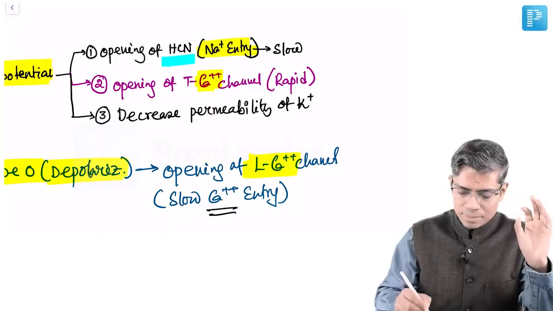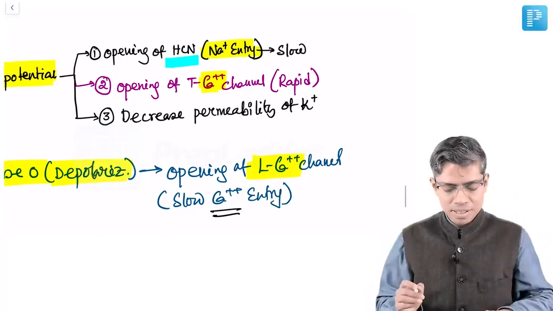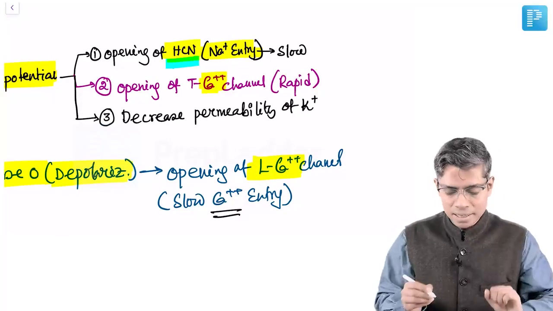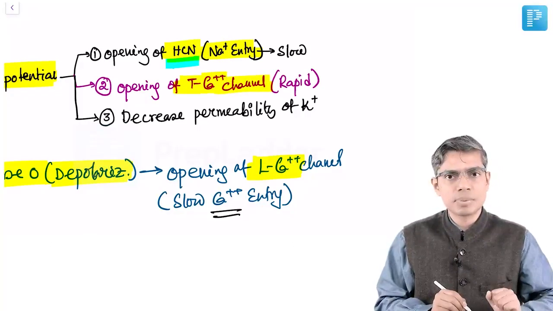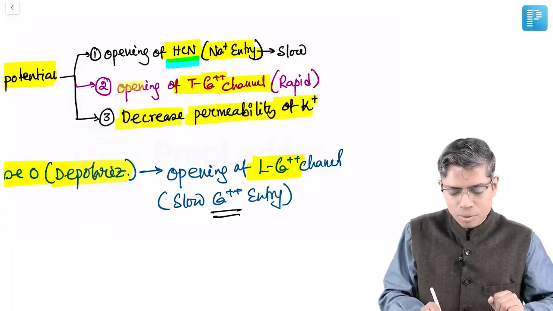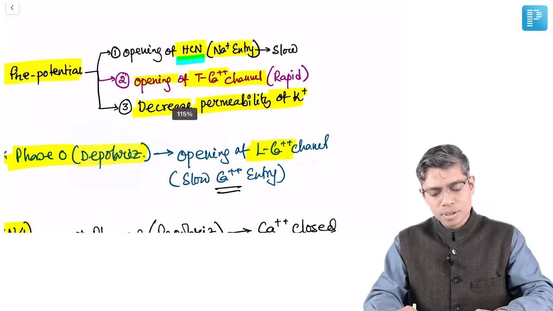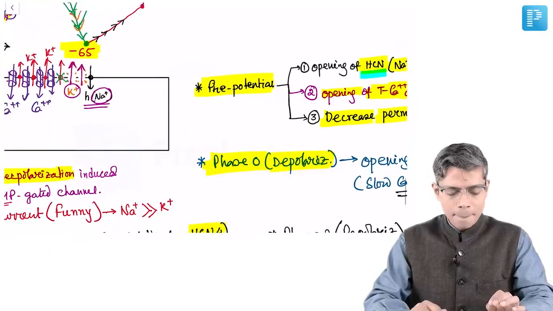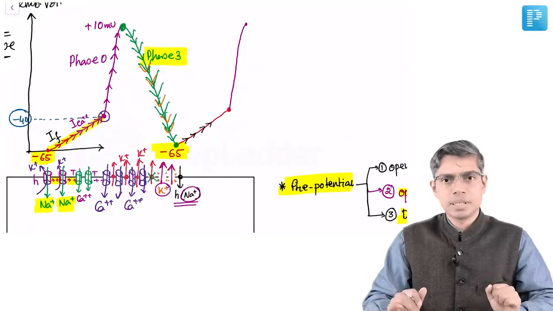Getting my point? So if I ask you now what is the ionic basis of the prepotential phase, your answer is: mainly the sodium ion, which is entering through the HCN channel. The second part is due to calcium, that is the transient rapid type of calcium. And third is decreased permeability of potassium, which is also essential. So please remember these three important reasons, because the prepotential is very crucial for MCQ purposes, right? So this is all about the ionic basis of the nodal tissue action potential.